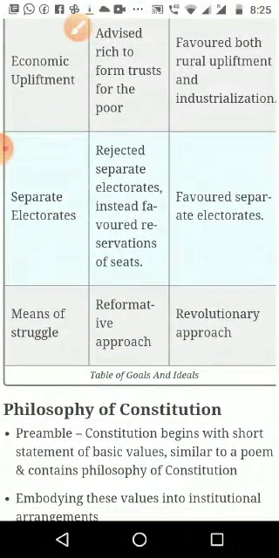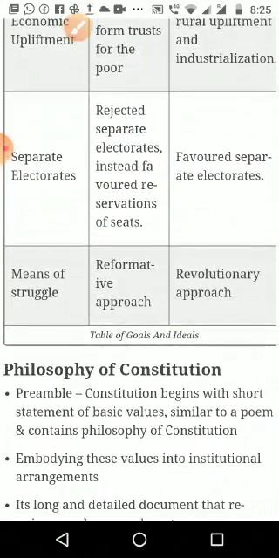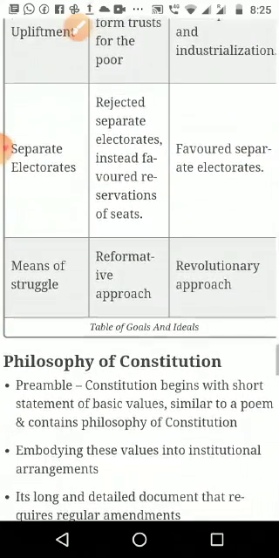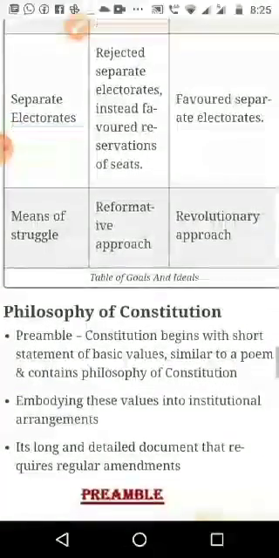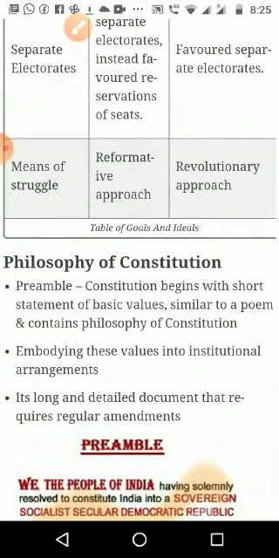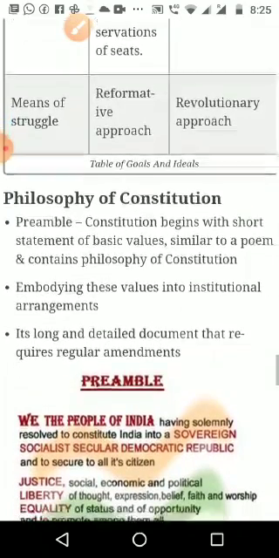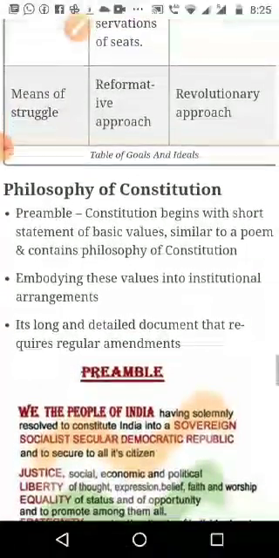Then separate electorates: Gandhiji rejected separate electorates, favoring instead reservation of seats. Ambedkar favored separate electorates. Means of struggle: a reformative approach by Gandhiji, a revolutionary approach by Ambedkar.